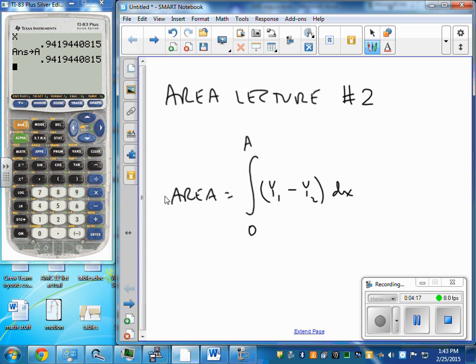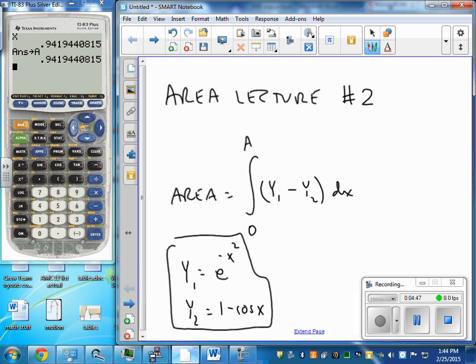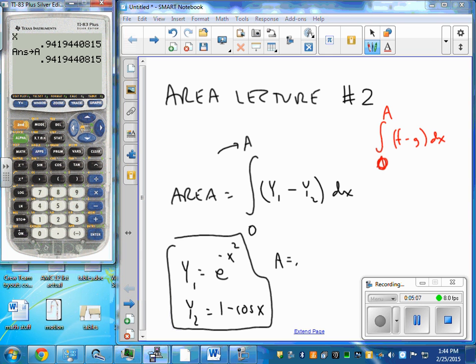Now, is this legal on the AP test? Yes, as long as you state what y1 is. y1 was that exponential, e to the minus x squared, and y2 was 1 minus the cosine of x. If you wrote that down, then you could reference y1 and y2. We notice on the problem, they were not called f and g. If these were actually given as f of x equals and g of x equals on the test, then in your work you could say the integral of f minus g dx from 0 to a. Again, we should reference what a is. If we're going to be using the letter a, we have to say somewhere that A is this number, 0.941944, and some change.